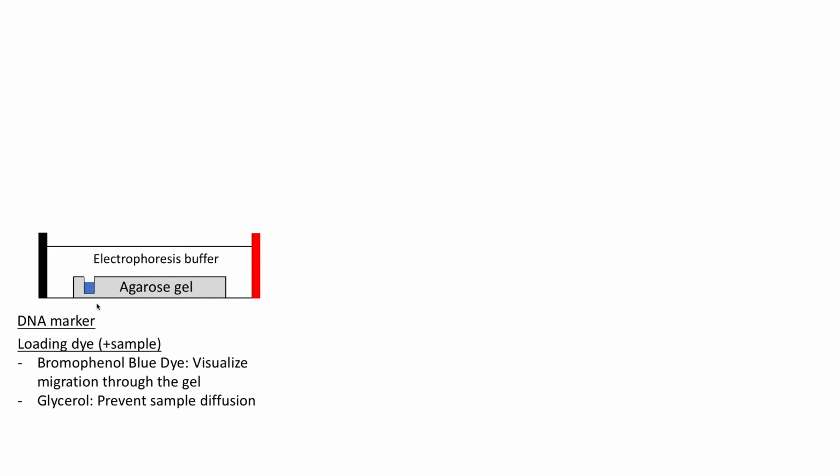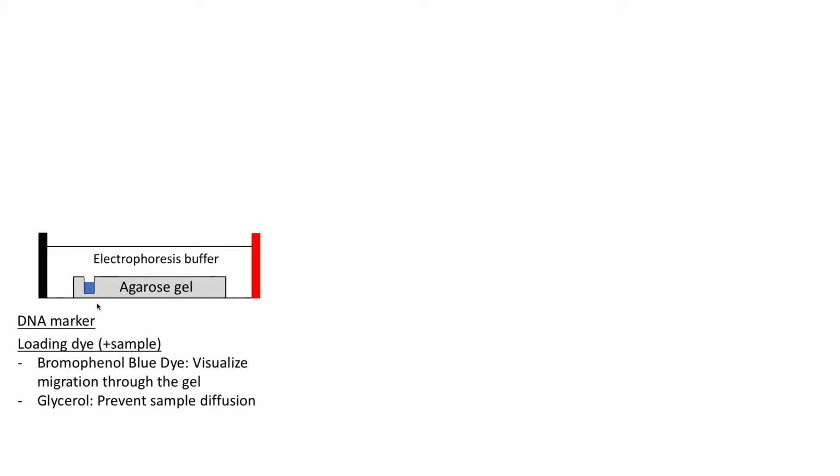Before adding samples to our wells, we first add loading dye to the sample. Loading dye has two important components, glycerol and a dye. Glycerol causes our sample to sink in the well and prevents it from diffusing out of the well. Dyes are used to track the migration of our samples through the gel. We'll be using bromophenol blue, which migrates equivalently to a 300 base pair linear DNA molecule.